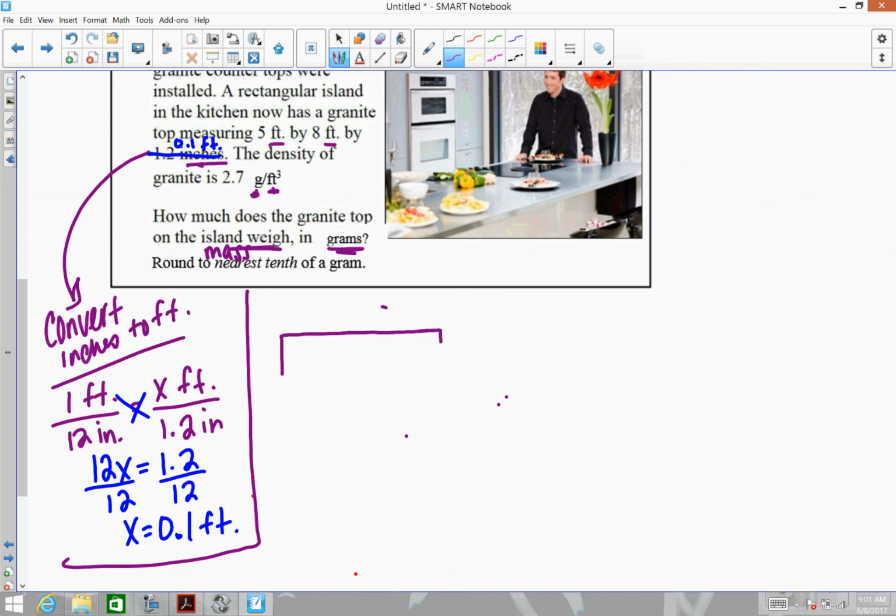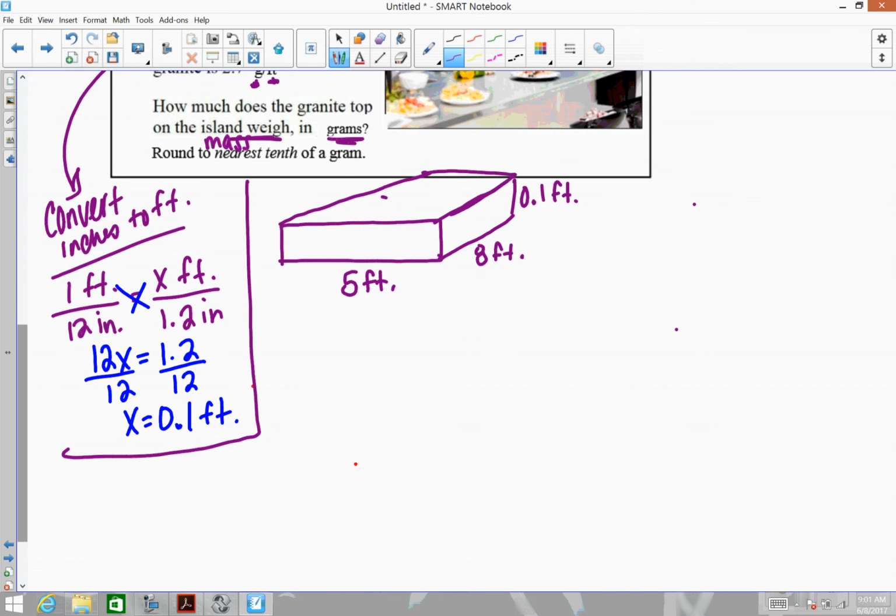If you look at this, imagine the island here. It's going to look like a rectangular prism, because it's just a rectangular looking island. The height or the thickness of the countertop is 0.1 feet. So it's 5 feet here by 8 feet for the island. If I want to find the weight of it, I have to know the volume, because I know the density, and if I use density with the volume, that'll allow me to solve for and find the mass. So the first thing you need to do is find the volume.